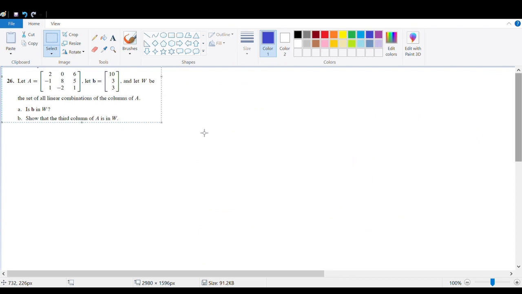For 26, we are given a matrix A and B is a vector, and let W be the set of all linear combinations of the columns of A. Is B in W? And then we need to show that the third column of A is in W. To show that B is in W, we need to show that this matrix, which is [A B], is consistent. If it is consistent, that means B is in W, and if it is not consistent, B is not in W. So let us do row operations and see whether this system is consistent or inconsistent.